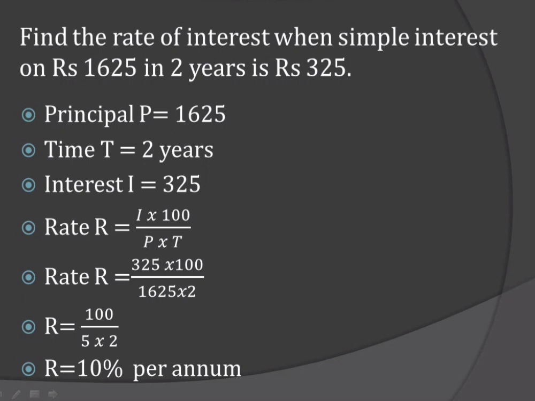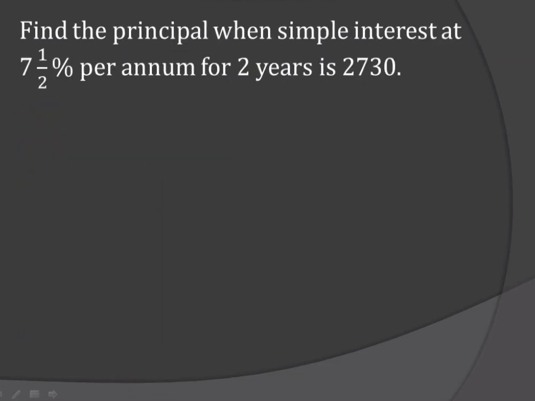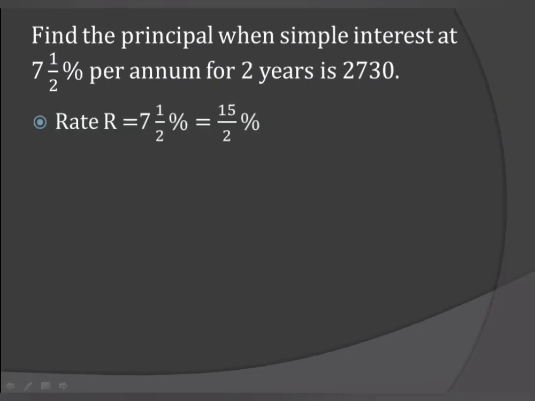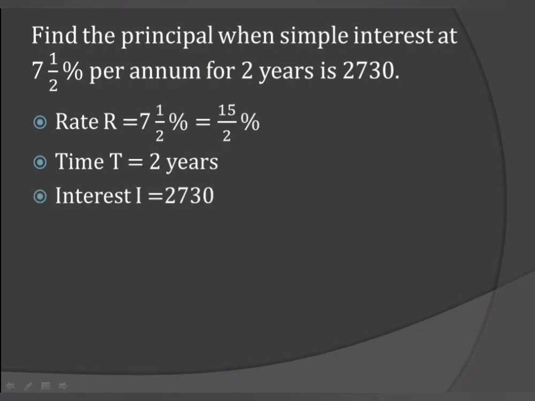Now we move on to our next question. So next question is, find the principal when simple interest at 7 whole number 1 by 2% per annum for 2 years is 2730. So here rate is given 7 whole number 1 upon 2, or writing it into improper fraction, I will get 15 upon 2%. Now time is given 2 years, and your interest is given 2730. Now we need to find out principal.